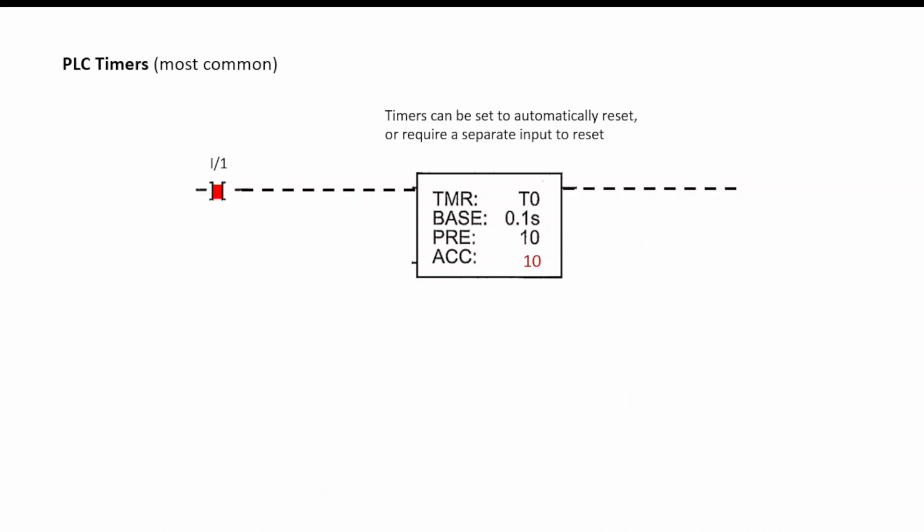Timers can be set to automatically reset or require a separate input to reset. So this would be an automatic reset. Once it gets up to 10, then it resets. So false goes back.